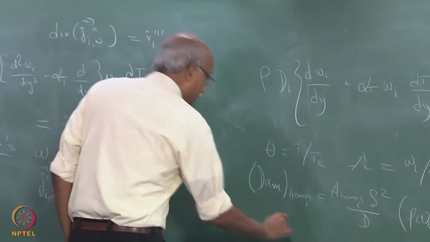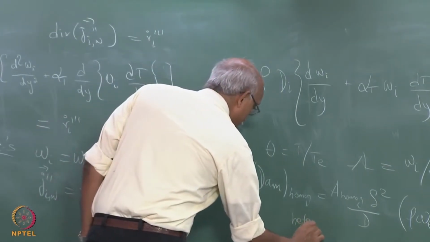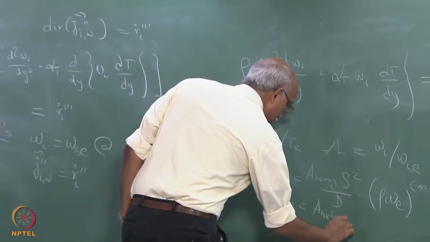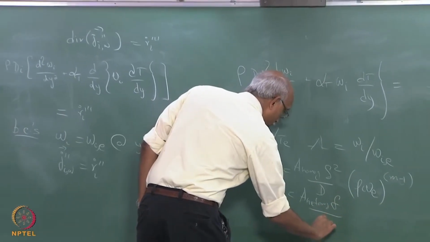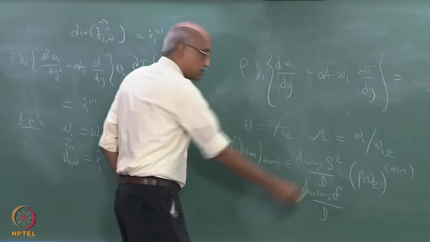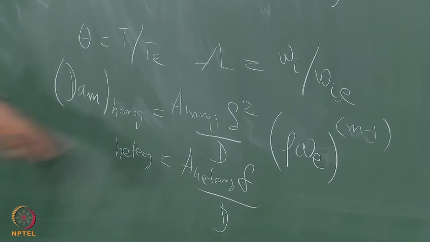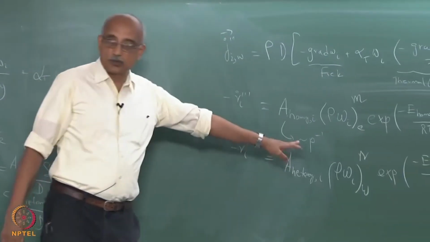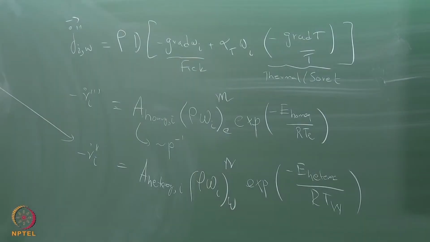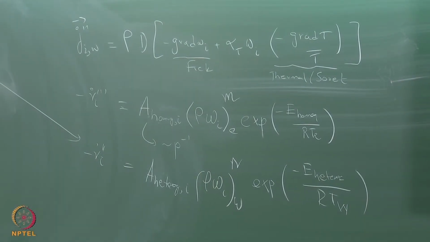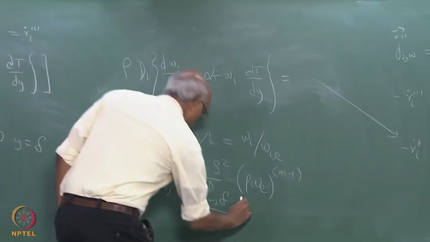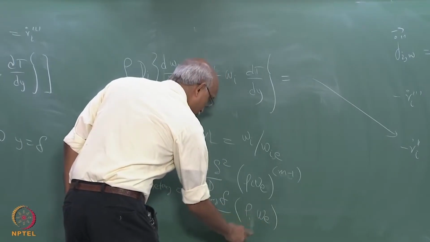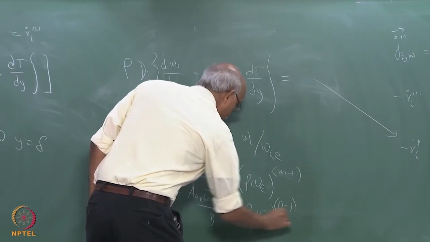And similarly, the Damköhler number heterogeneous will be A heterogeneous times delta over D. The difference of course is here it is delta squared and here it is delta, because the units are different for A homogeneous and A heterogeneous. These two have different units, right, because one is a volumetric, the other is a surface coefficient, times rho I times rho times omega e to the power n minus 1.